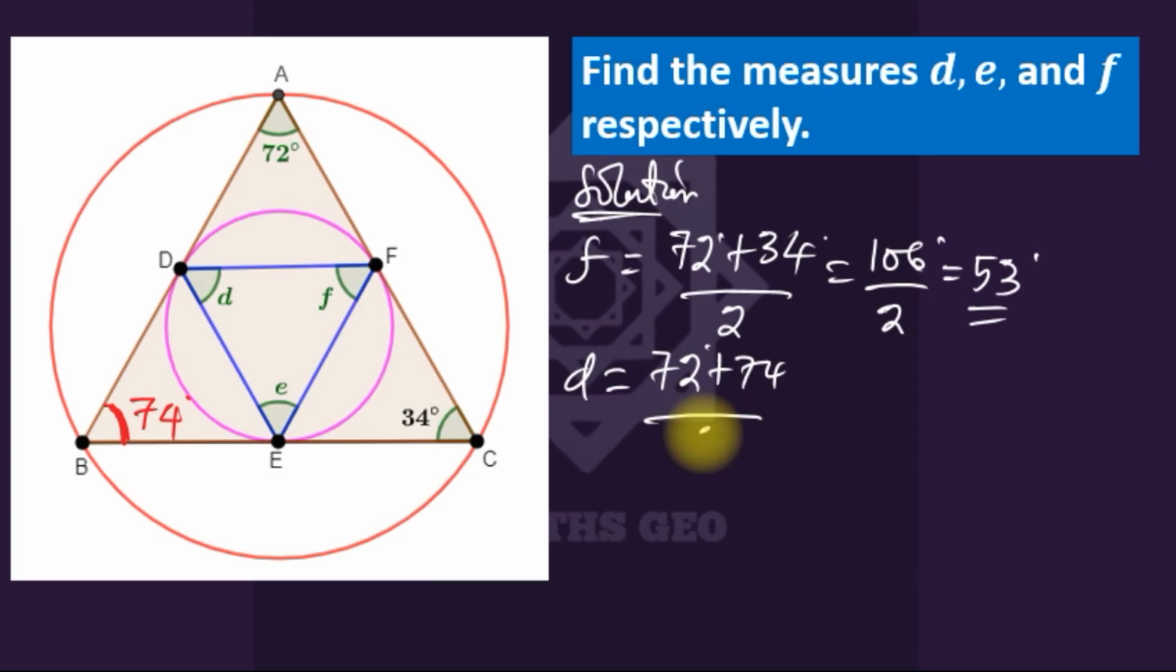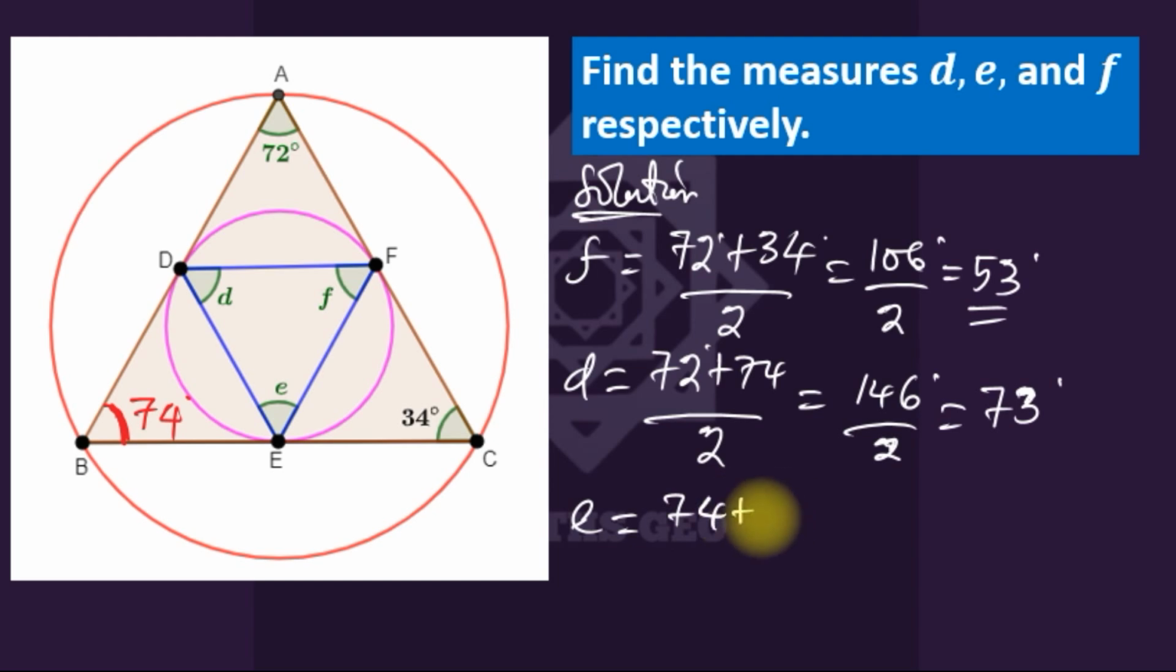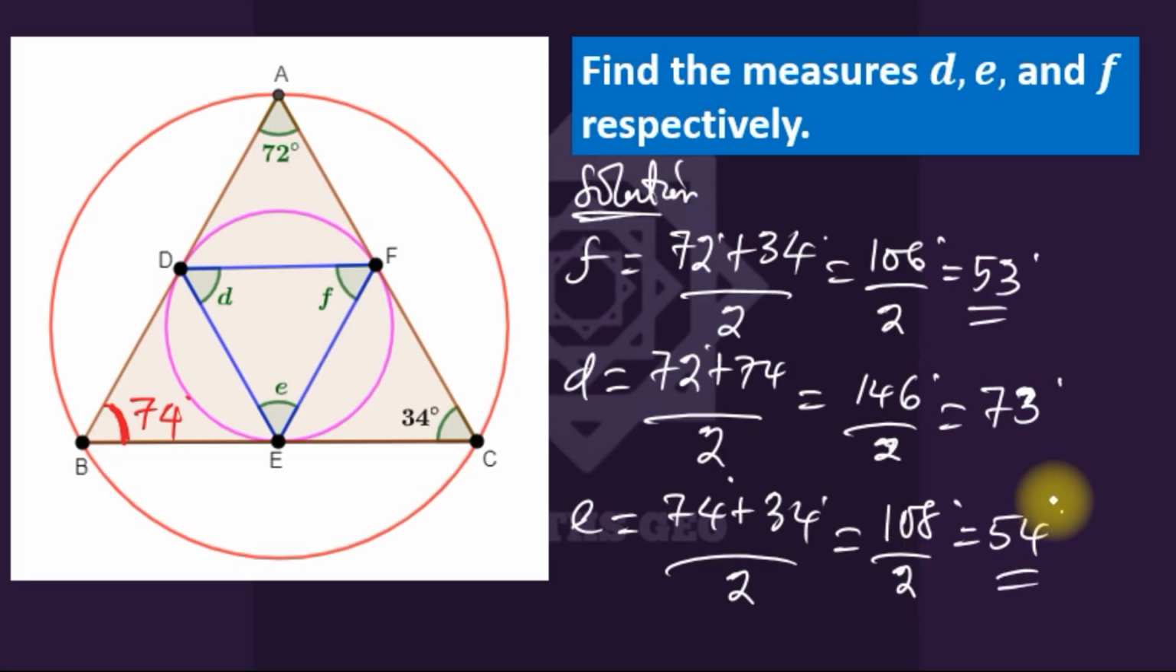74 over 2, which is 146 over 2. So our answer is 73. And finally, E is in the middle of 74 and 34 over 2. So our answer is 108 over 2, which is 54. So these are the answers. So let me prove how I got this formula.